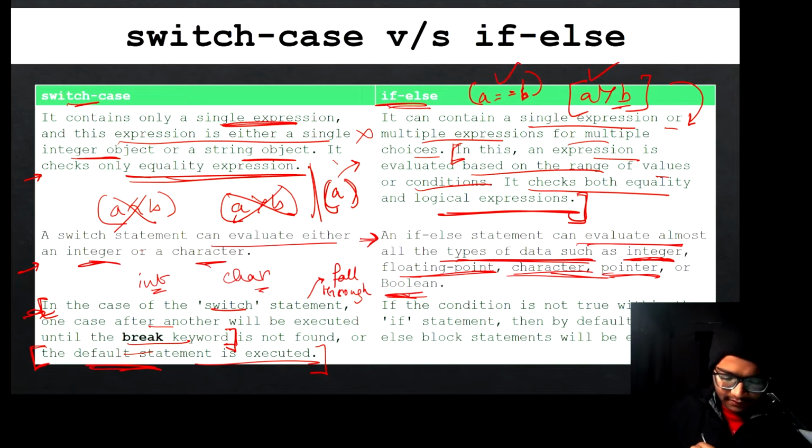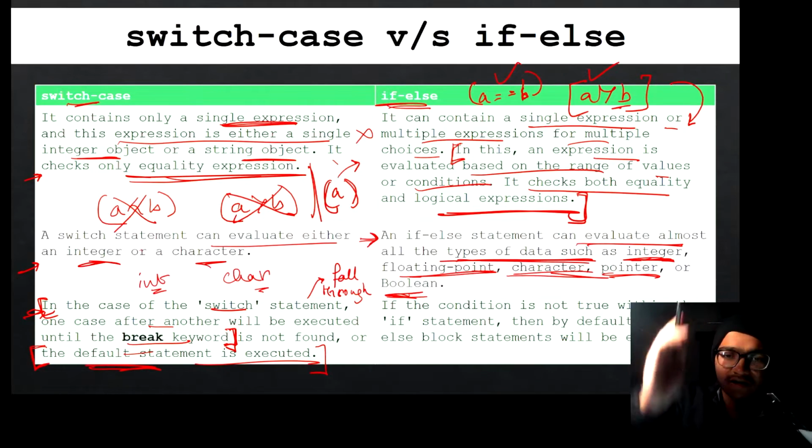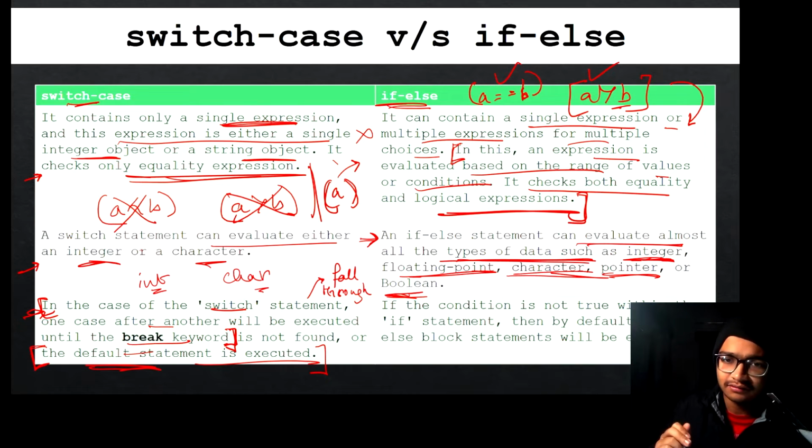And if one case matches, suppose case 1 matches and we have cases up to 5. Now suppose a's value is 1 and we forgot to give a break between the cases. So what will happen? Case 1 is executed, and from 1 until the break is found, all the cases will be executed. Whether the condition matches or not does not matter. If one case is matching, then all the cases below it will be executed until the break is found. Even the default can also be executed, right?